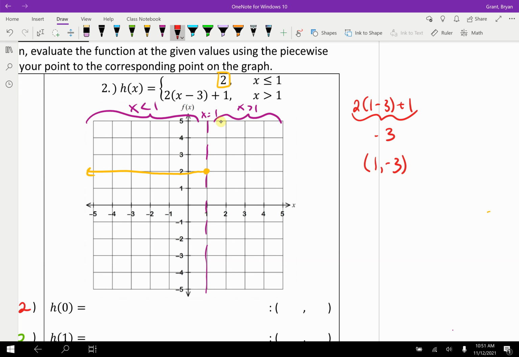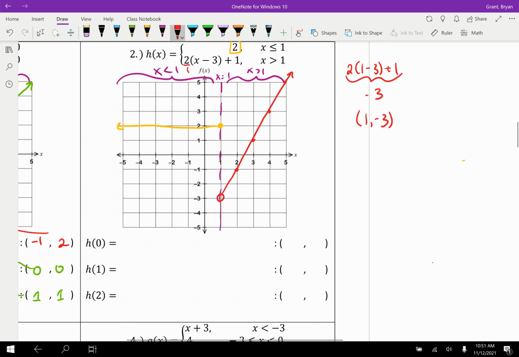That shows me right what happens at the wall here. We can't be equal at 1, so we need an open circle at the point 1, negative 3. From here, we use our slope, up 2 over 1. You could either go up 2 over 1 to the right or down 2 to the left, 1 to the left. But because it's greater than 1, we only want to go to the right. And then we connect. There we go. Piecewise function, nothing too bad.